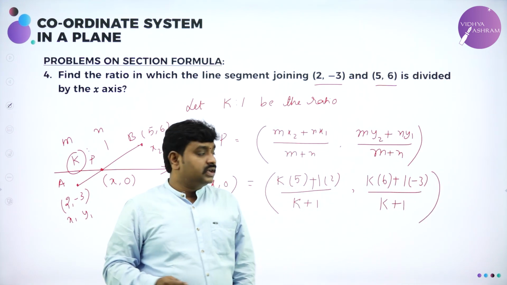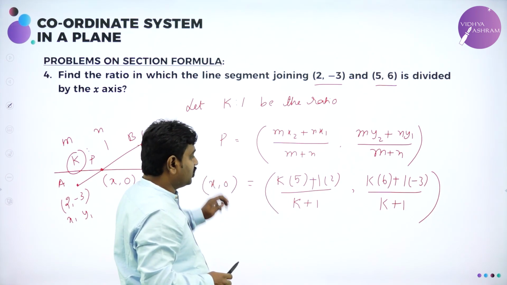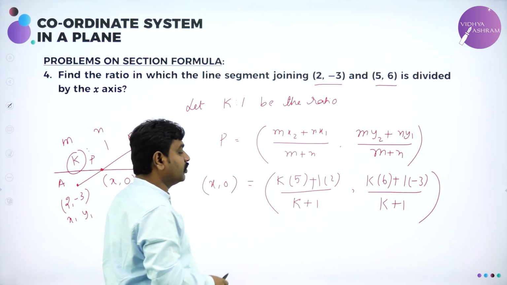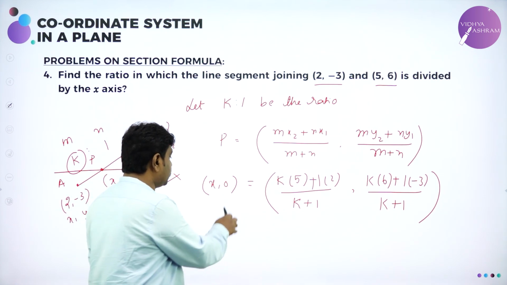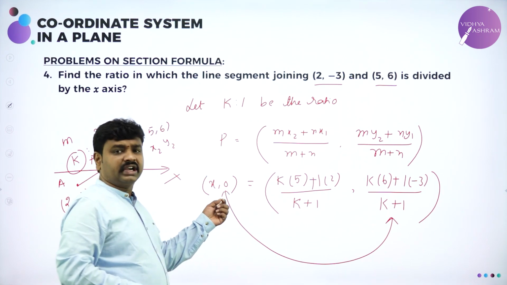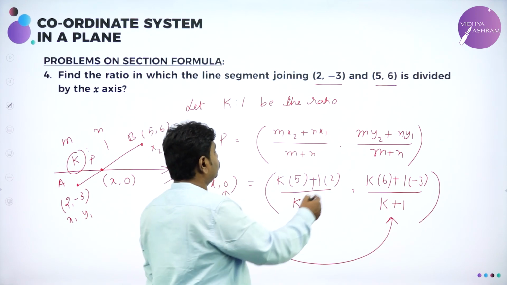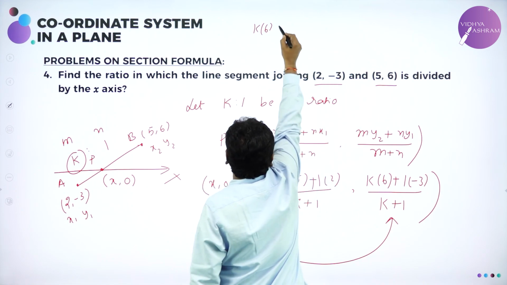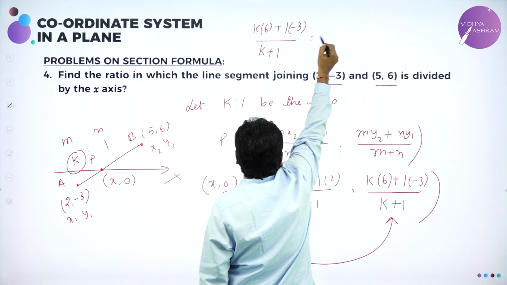Please understand, if I equate x with x, I will not get the value, because x is unknown and there is also one unknown, k. So equate the y coordinate with the y coordinate and you will get the k value. Our intention is to find the ratio, and here the ratio means k. To find k, I will equate this y coordinate with the y coordinate of the point of division, which is 0. So k into 6 plus 1 into -3 divided by k plus 1 is equal to 0.